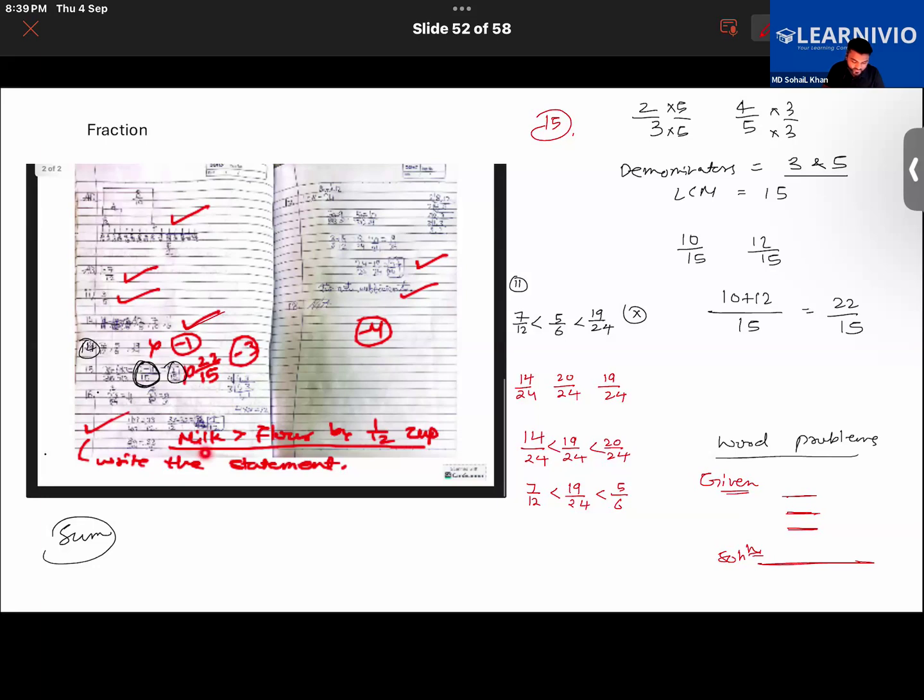So for this question, Nafis, you should have written this statement: Milk is greater than flour by 1 upon 12 cup. Okay?